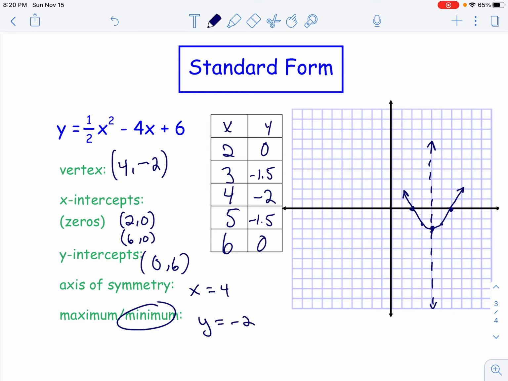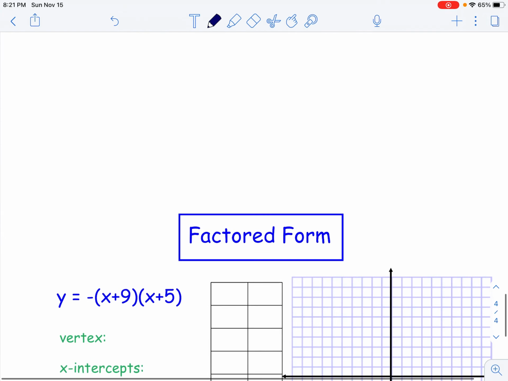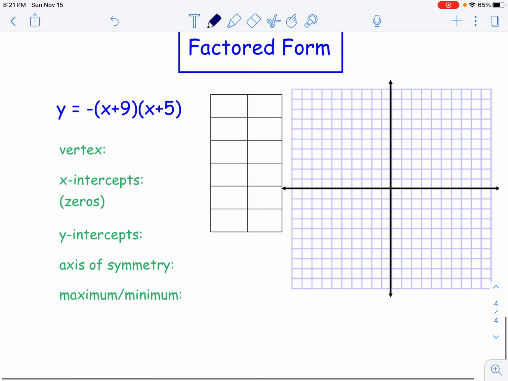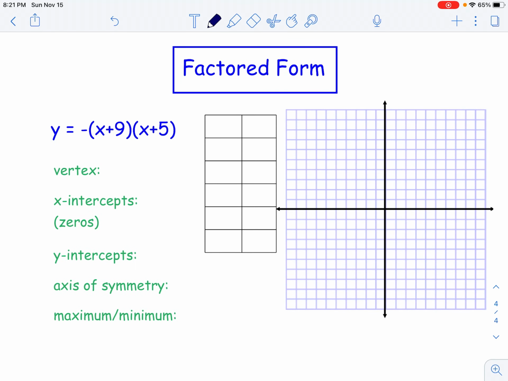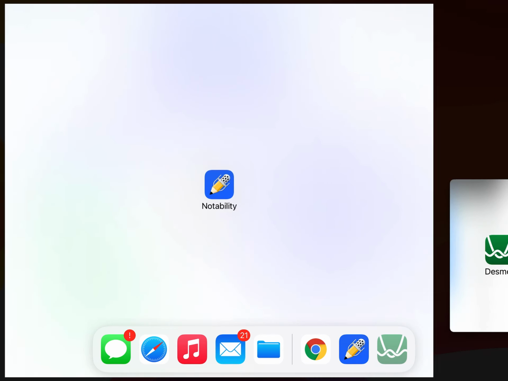All right, so we looked at vertex form, we looked at standard form, and then our last form is called factored form. And so this looks like where we have two factors next to each other here, x plus 9 and x minus 5. So with this one will give us our x-intercepts. We'll talk about how you get those in just a moment here. But let's pull up Desmos again, and let's plug this in.